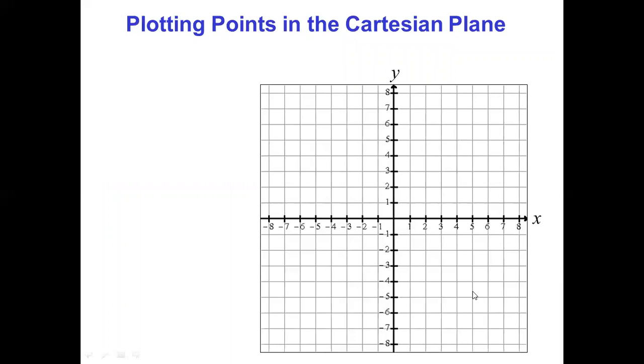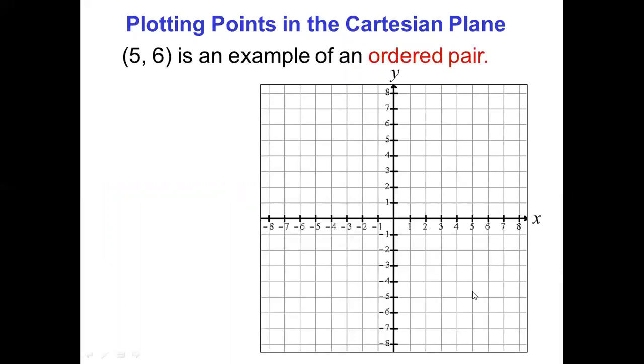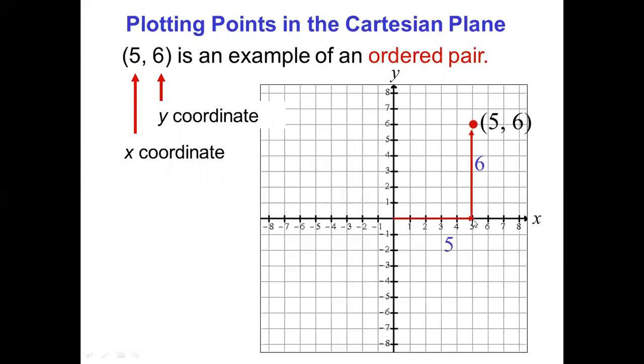Let's see how we plot coordinates on the graph. If I have a point like 5 and 6, it's a point on the graph that needs an x-coordinate and a y-coordinate. We start with 5, the x coordinate, so I look for 5 on the x-axis, and then 6 is the y coordinate. After I stop at 5, I go up and look for 6. So this is my point.